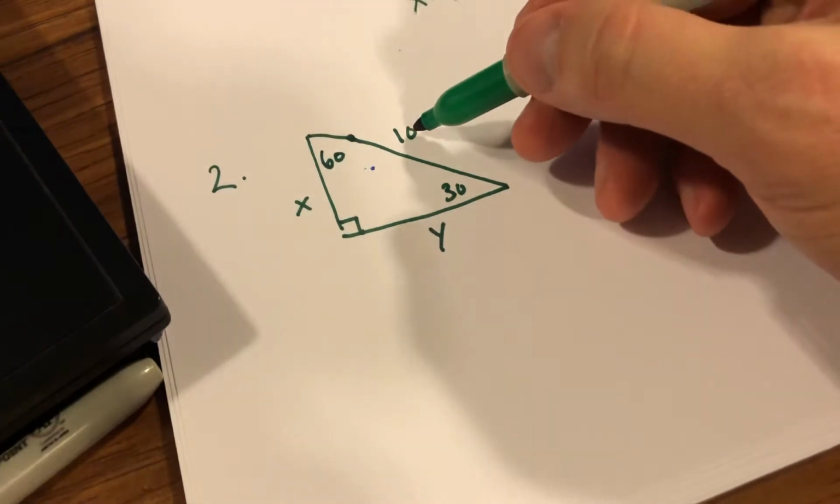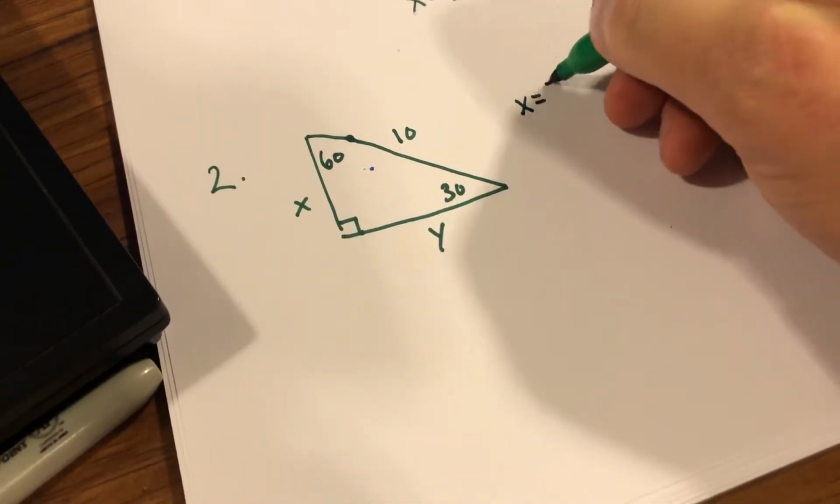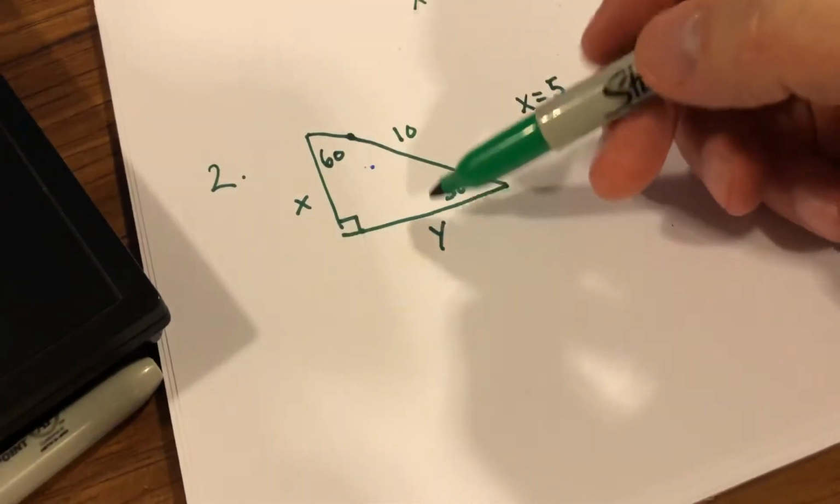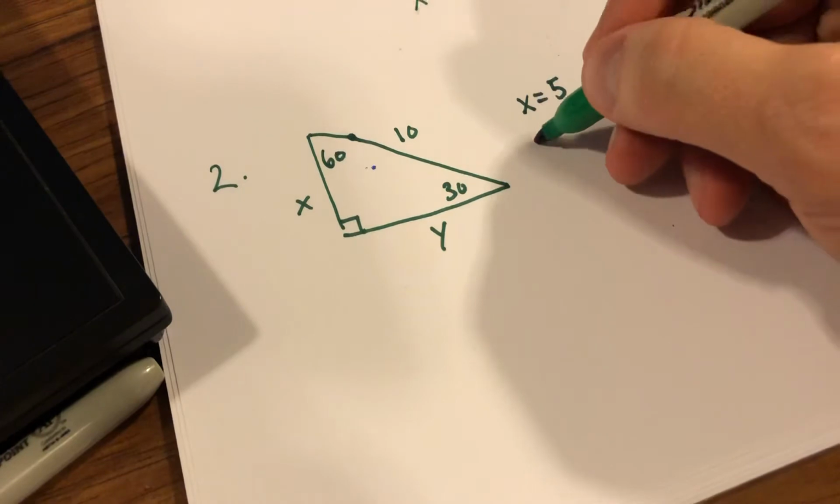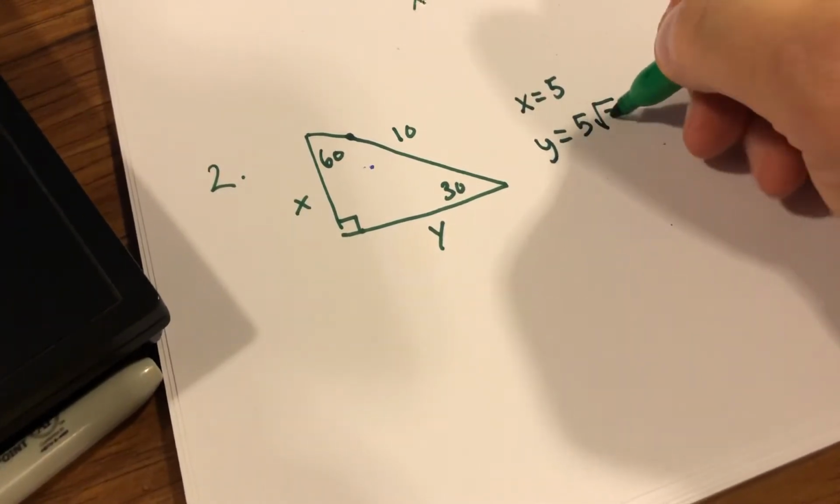Since this is the hypotenuse, the side opposite the 30 is half of that. So we could say x is 5. And then we know the side opposite the 60 is radical 3 times that. So y would be 5 radical 3.